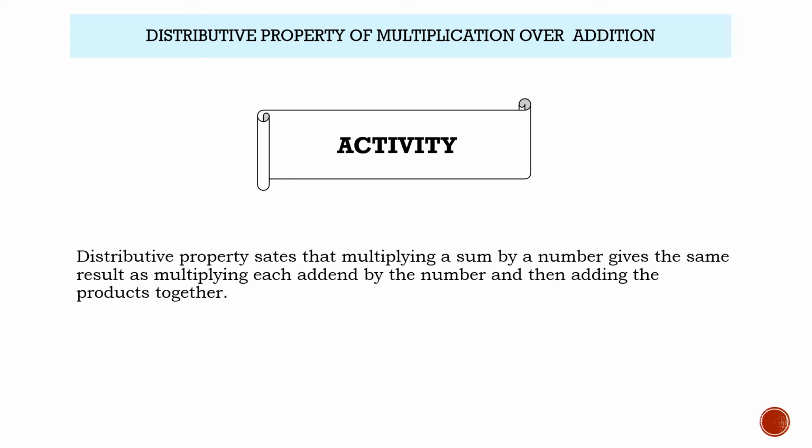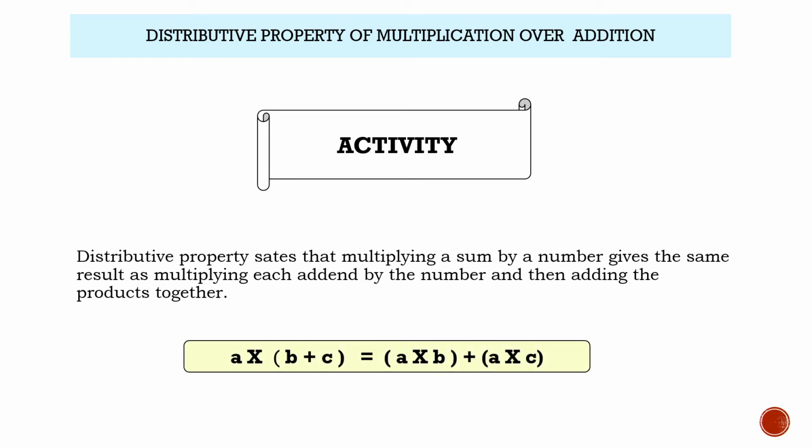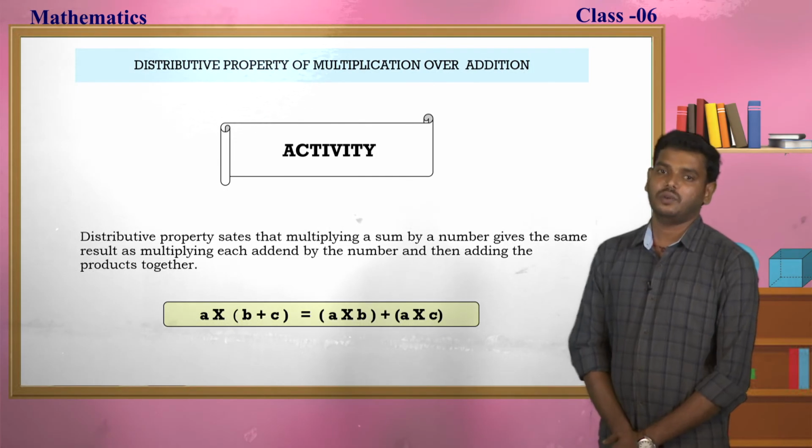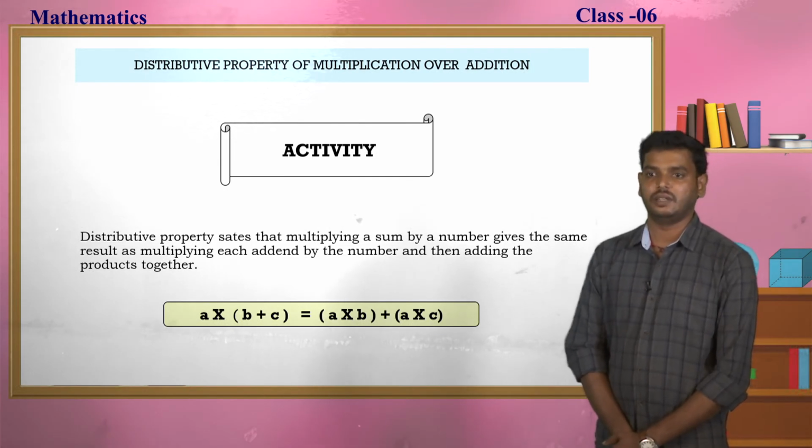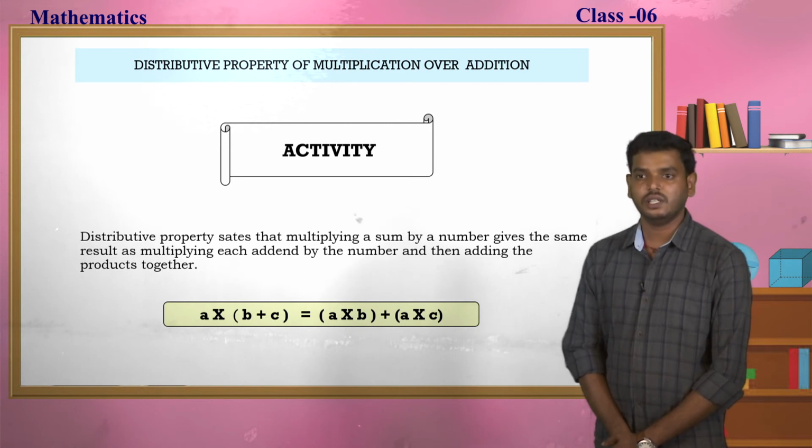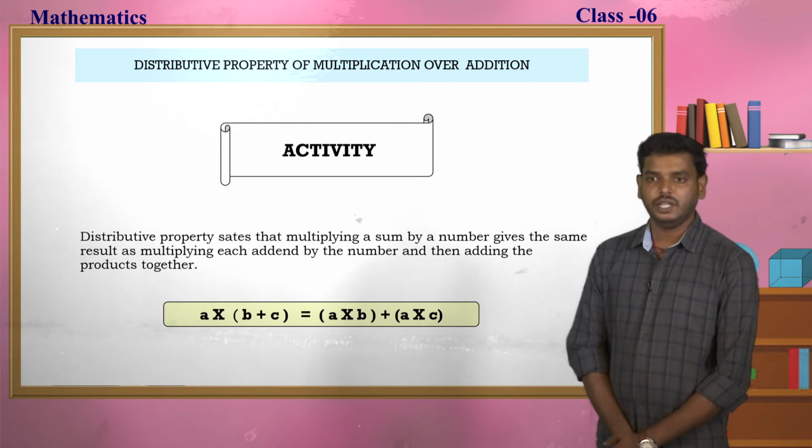Yes, of course, with the help of the activity you have easily understood, I hope, children. That says the condition A into B plus C is equal to A into B plus A into C. This is about distributive property. I hope you have understood, children. We have discussed closure property, commutative property, associative property and also distributive property in detail.